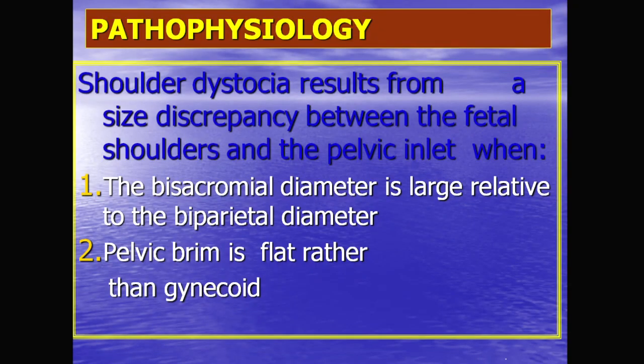The pathophysiology of shoulder dystocia: it results from a discrepancy between the fetal shoulder and the pelvic inlet, when the bisacromial diameter is large relative to the biparietal diameter and the pelvic brim is flat rather than gynecoid. In these two conditions, shoulder dystocia occurs. That means the head is delivered and the shoulder is not able to deliver.